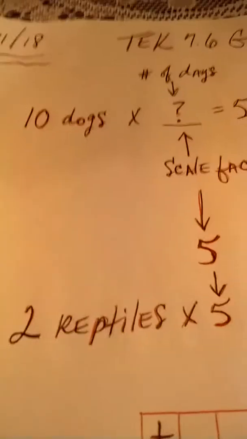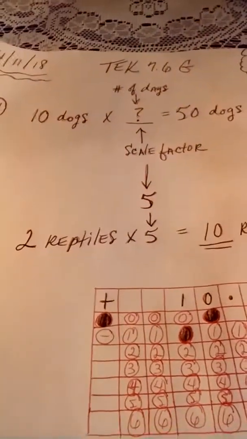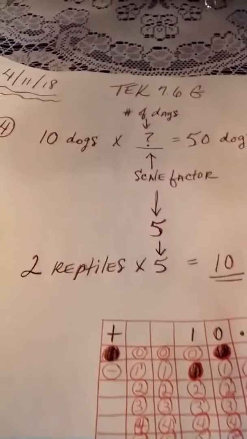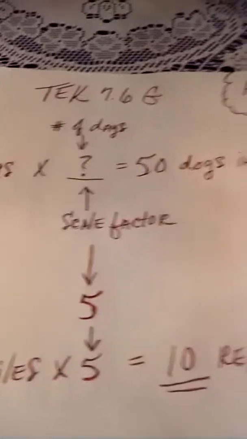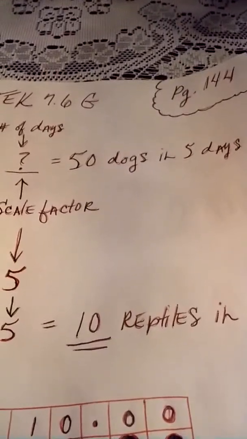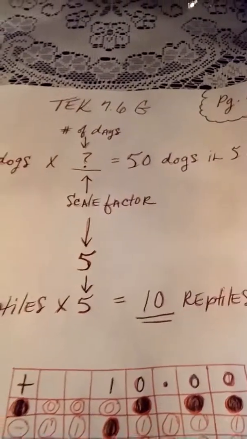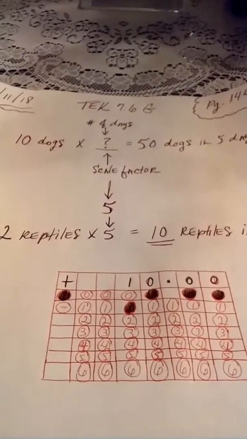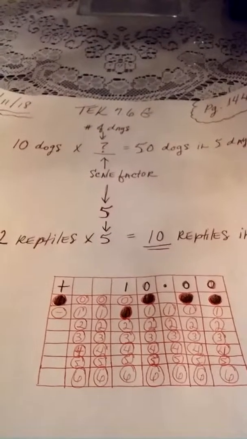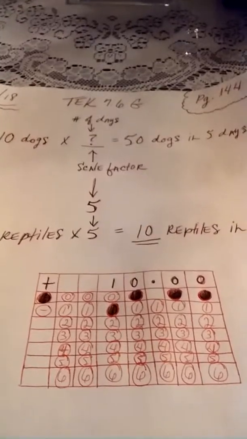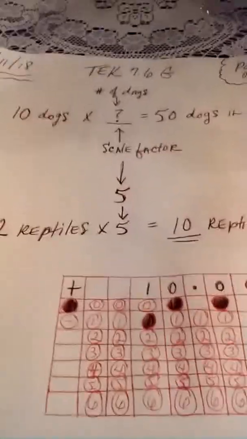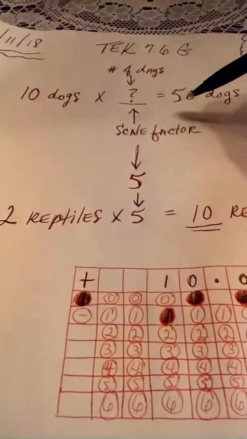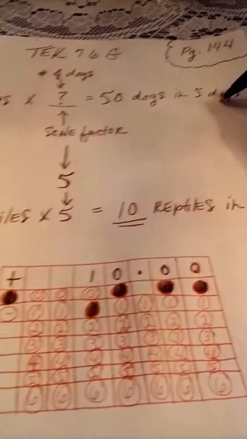All right. So first of all, I've set up a relationship that shows that 10 dogs times question mark, representing number of days here, equals 50 dogs in 5 days. Okay? 10 dogs times what scale factor equals 50 dogs in 5 days? This value would have to be 5. 10 times 5 would equal 50 dogs in 5 days.